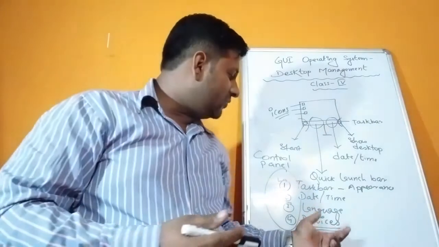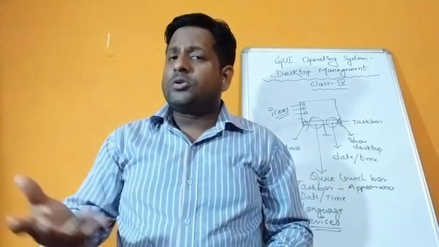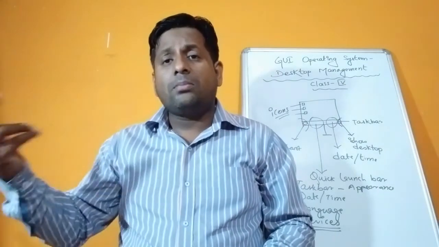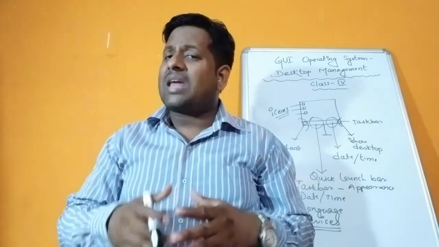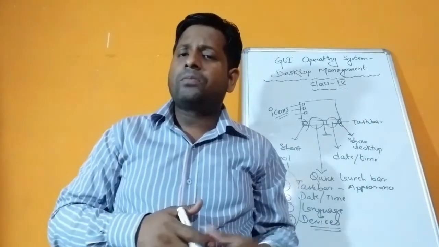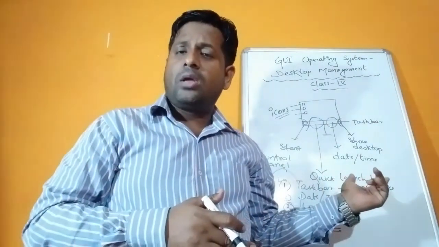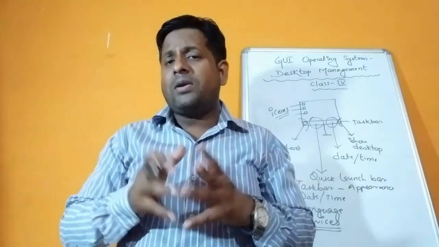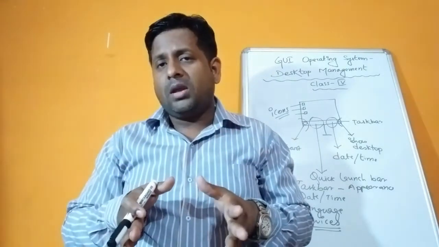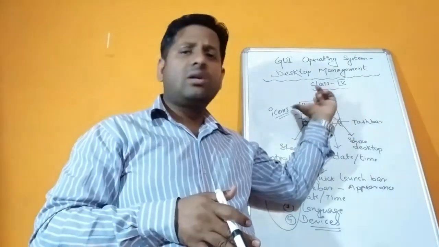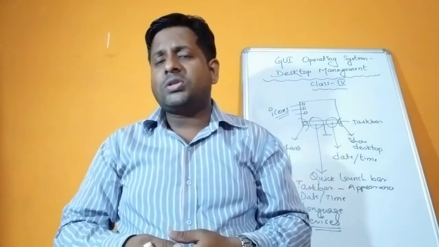That's why I wrote devices. Languages, like on some computers you can see Hindi, some English, some Bengali, different languages we can set. These languages can also be set from the control panel. Date and time, then taskbar appearance. Now there are certain appearance options in the taskbar. You can change the appearance of menus in the start button. You can place the taskbar in different places, like left, right, top, down. Okay, that sort of settings you can do.